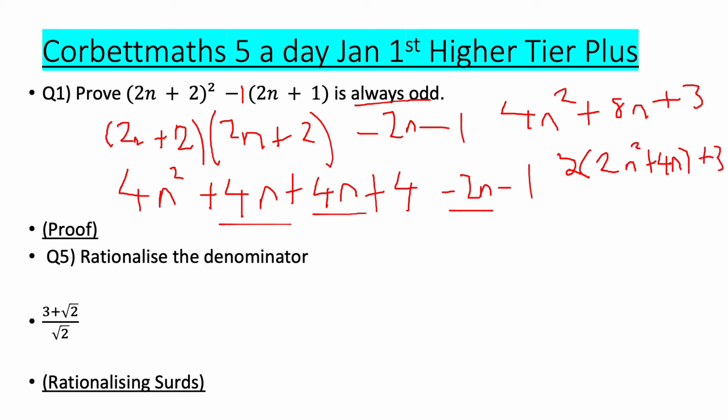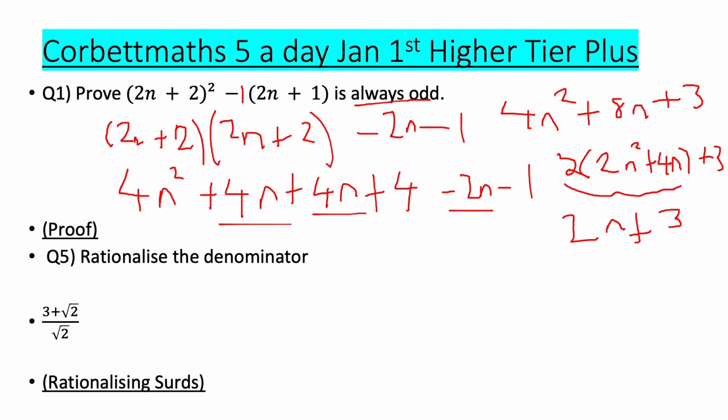Now, this plus 3 here is always going to give me an odd function, okay? Imagine it is in the form 2n plus 3. I know that 2n plus 3 is going to be odd for all values of n. So this first part is going to be even, and then when I add an odd number at the end, it's always going to give me an odd number.